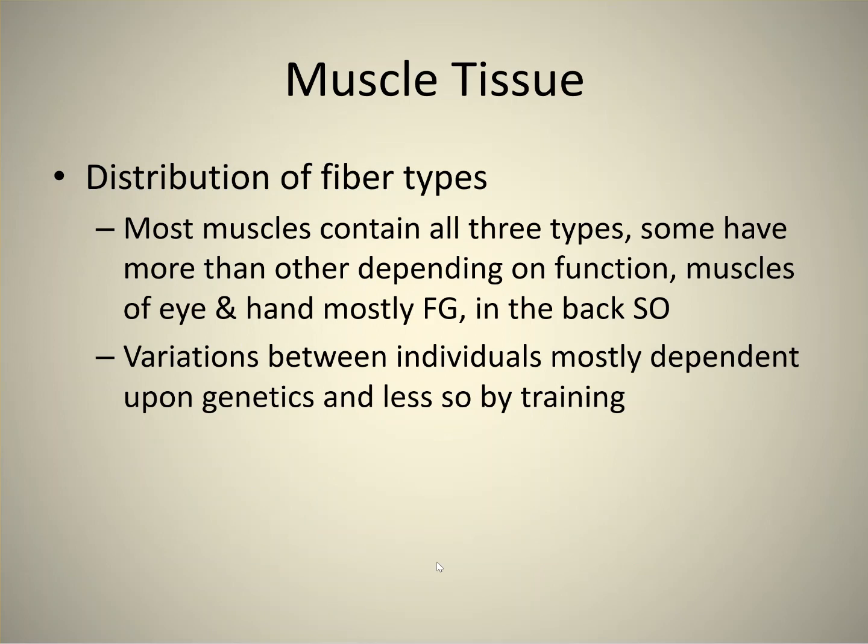So 33, distribution of fiber types. Most muscles contain all three types. Some have more than others, depending on function. Muscles in the eye and hand, mostly fast glycolytic. In the back, slow oxidative. Variation between individuals mostly dependent upon genetics. You know whether you're a good short distance runner, and so you have lots of glycolytic fibers, or you're a better long distance runner, and you have more fast oxidative. And you can change this a little bit by training, but mostly it's genetic.